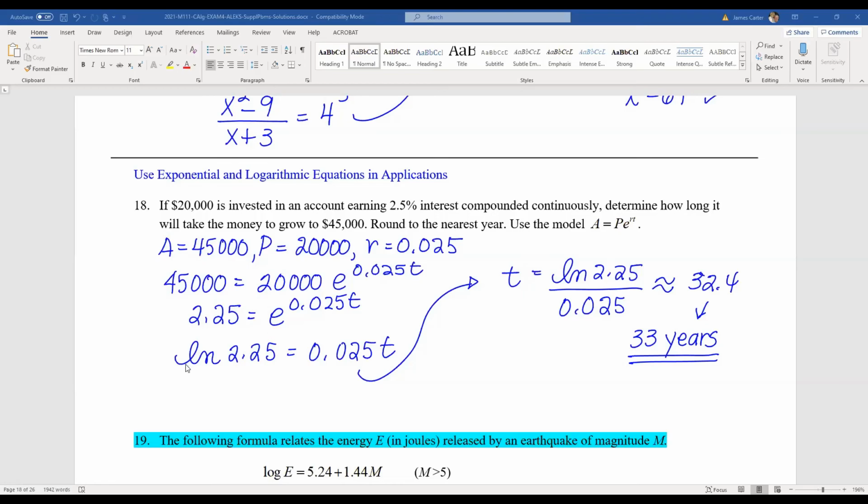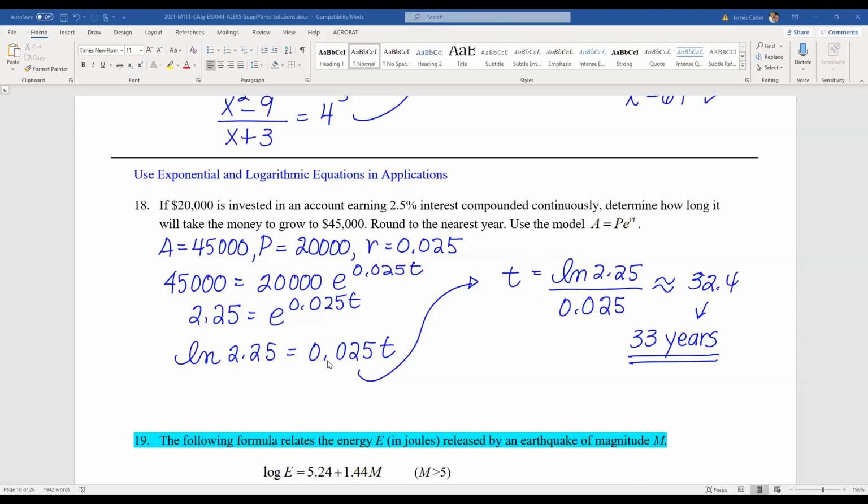Okay. Now I could have written standard log base e of e to this. Now, what we're going to do is use natural log on this. Okay. So my base is e, or natural log, okay? And then here, of 2.25 equals this.